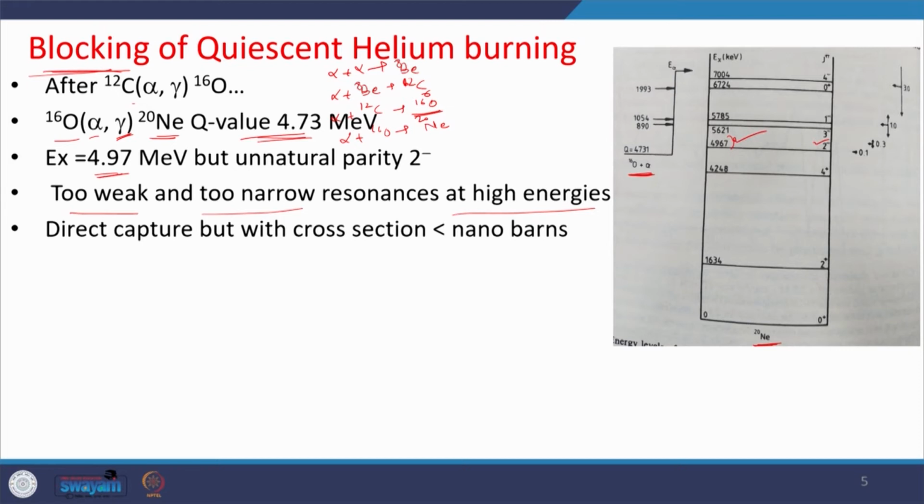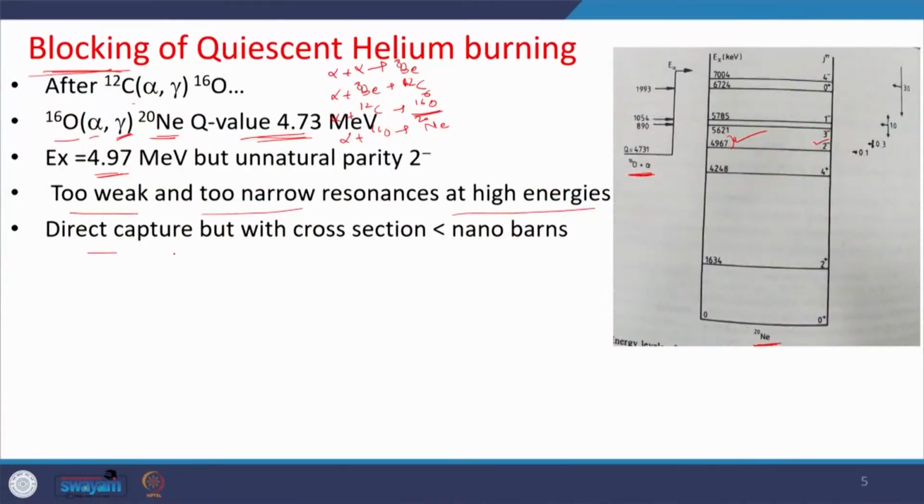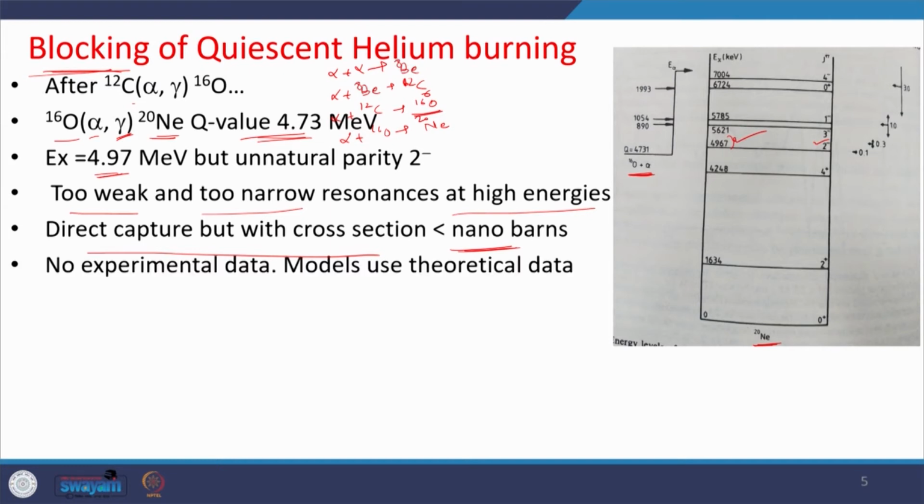So, the remaining possibility is direct capture of alpha by oxygen 16, with a cross section that, if you see, is less than nanobarns. So, again it is difficult to measure, right. So, there is no experimental data as of now, and stellar network calculations depend on inputs from theoretical data. I am not going into the details of these reactions because I am trying to give some framework to understand how the blocking of quiescent helium burning is happening.